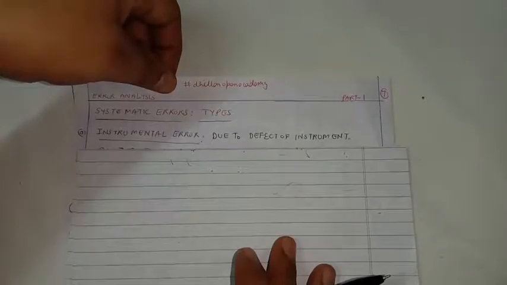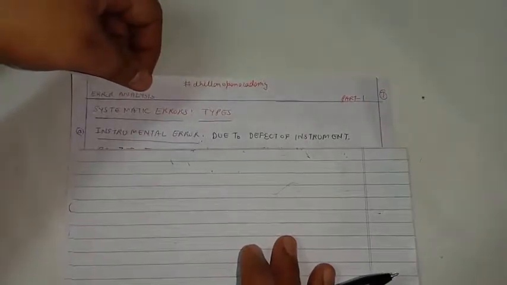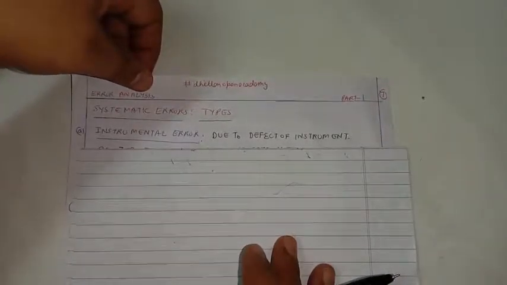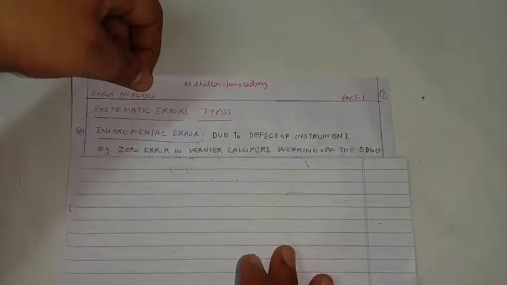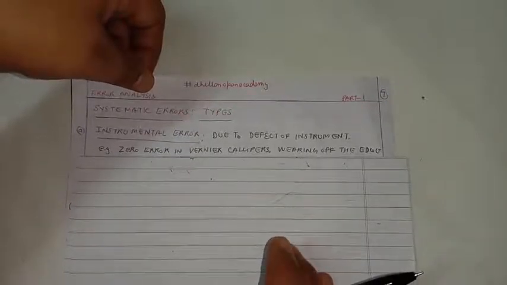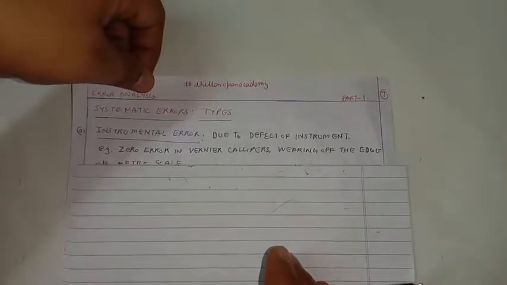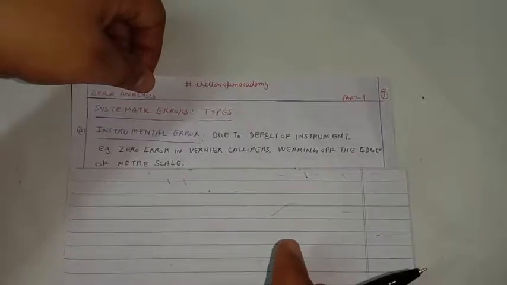The systematic errors are further classified into a few types. One is called instrumental error. Instrumental error arises due to a defect of the instrument. For example, zero error in the vernier caliper or veering of the edge of the meter scale.